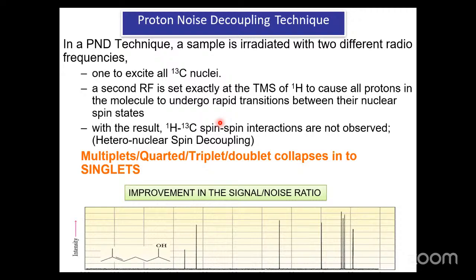That means if we have two transitions, alpha and beta, the proton spin will have a rapid transition between the alpha and beta spin states. As a result, this carbon-13 will not find any coupling with the H1. So H1 and C13 spin-spin interaction will not be observed. So heteronuclear spin decoupling is being removed.